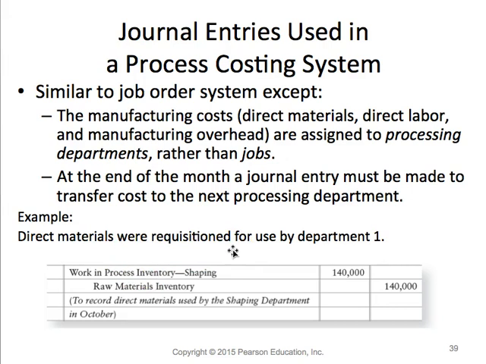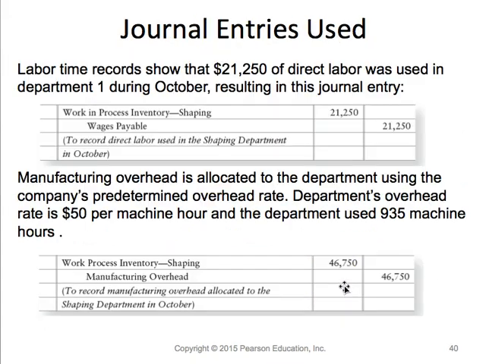So here we have direct material requisitioned for use by December the 1st. So $140,000, remember, $140,000 we transfer out from the department to the next. So the raw material will be used to make, so inventory is going down, it's a credit of 140,000, and we add to the work in process $140,000. So you must use dollars but not equivalent units.